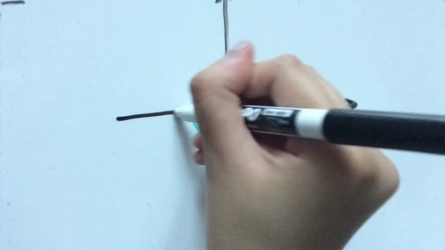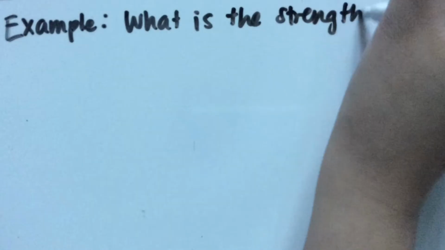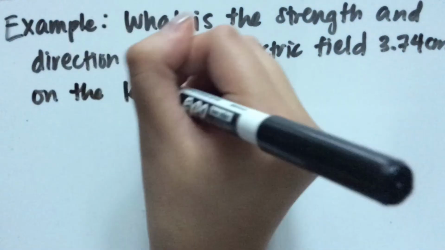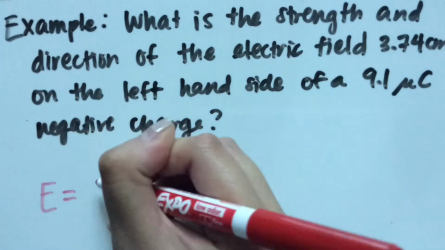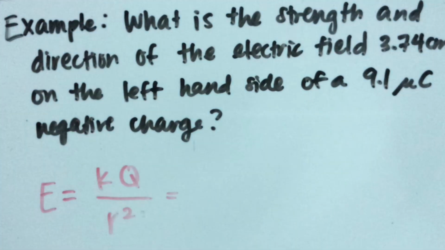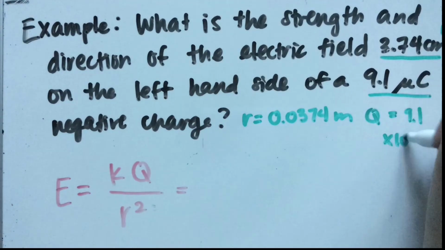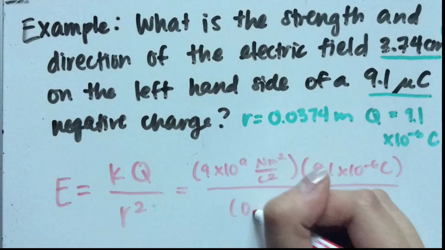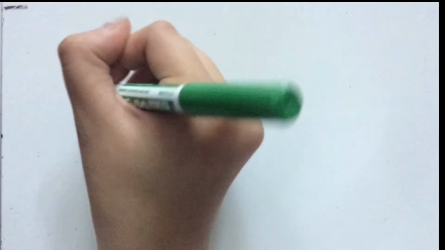We can then use this formula to determine electric field strength at a certain distance from the source charge. For example, what is the strength and direction of the electric field 3.74 centimeters on the left-hand side of a 9.1 microcoulomb negative charge? To solve, convert the given measurements into their SI units. Then plug them into the equation for electric field strength. The answer is 5.855 times 10 to the 7th newtons per coulomb, to the right.